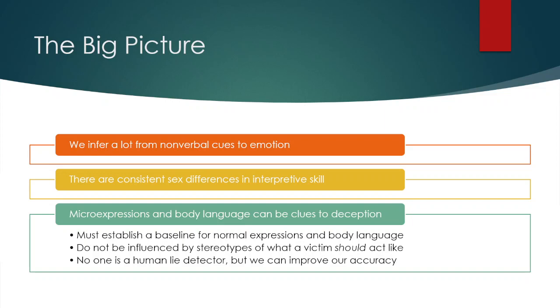And then finally, the most important thing is that none of us, Paul Ekman, the guy from Lie to Me, nobody really is a human lie detector. There's no such thing. But we can improve our accuracy by learning to home in on these cues, especially among people who we know pretty decently, like our loved ones, where we know what their baseline is like. Then we can look for clues to them attempting to deceive us about something. So that's the big picture that I'd like you to walk away with.